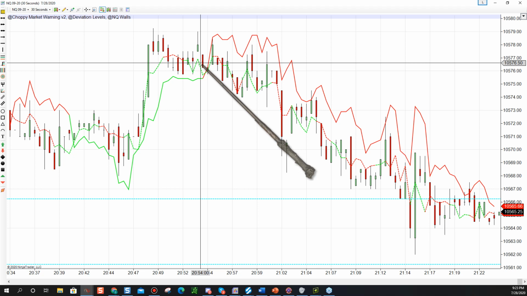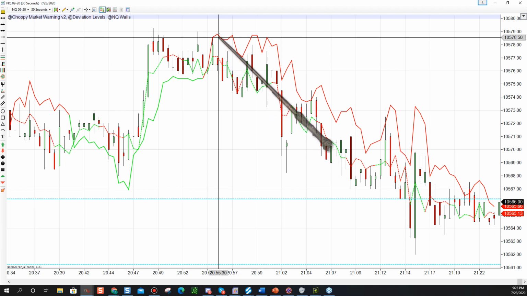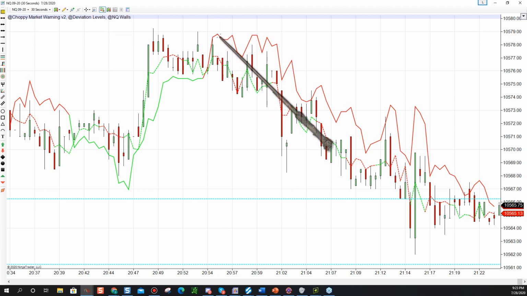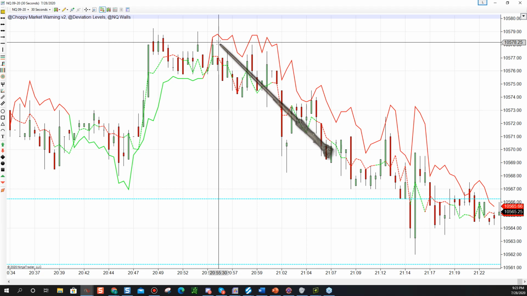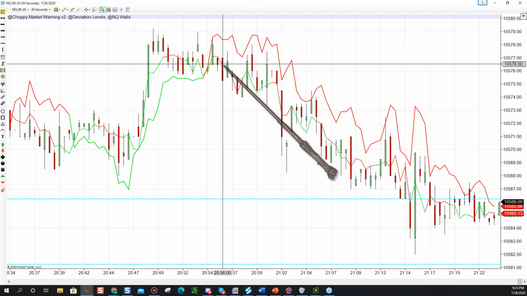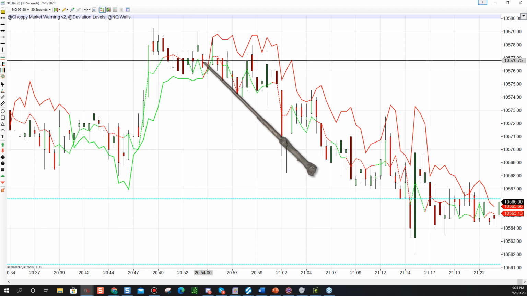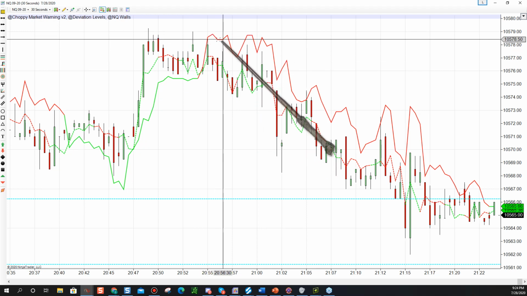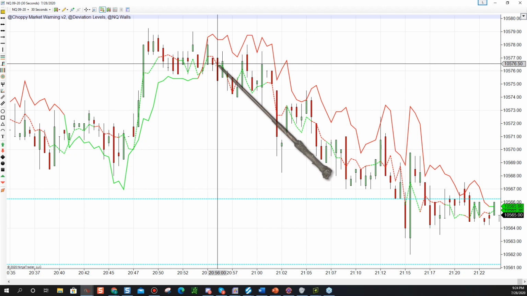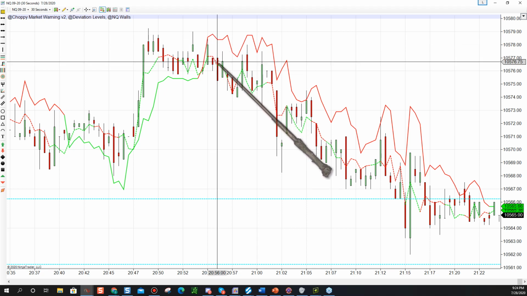All right. So let's look at this and figure out how an entry works. Okay? The first thing we're going to want is red and red. Okay, for short. We're going to want it to angle down on both of them. So everybody get that so far? We're on a 30-second chart. So we're angling down there and angling down there. Y'all get that?